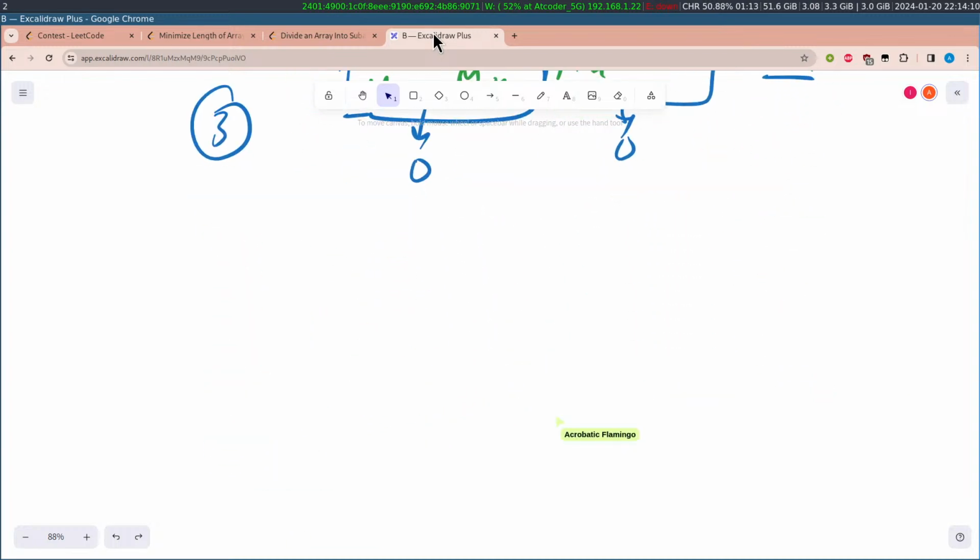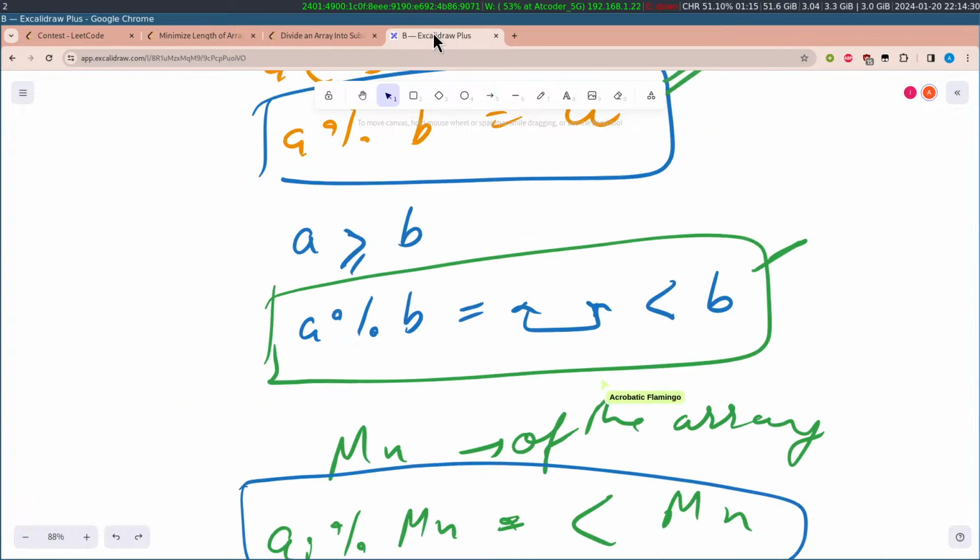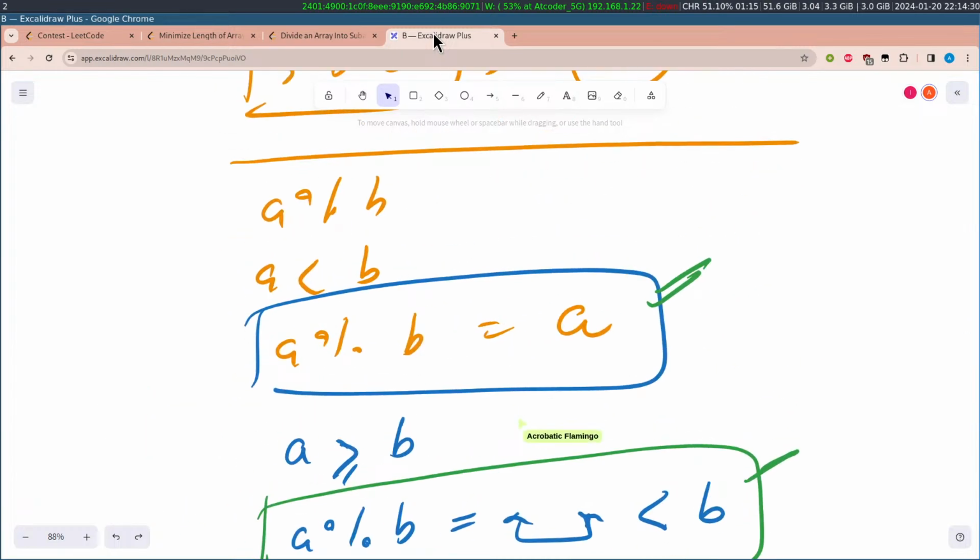So to summarize the idea again, these are the critical properties. If you look at the value of A mod B, if A is greater than or equal to B, then the final value is less than B. But if A is less than B, then A mod B remains A.